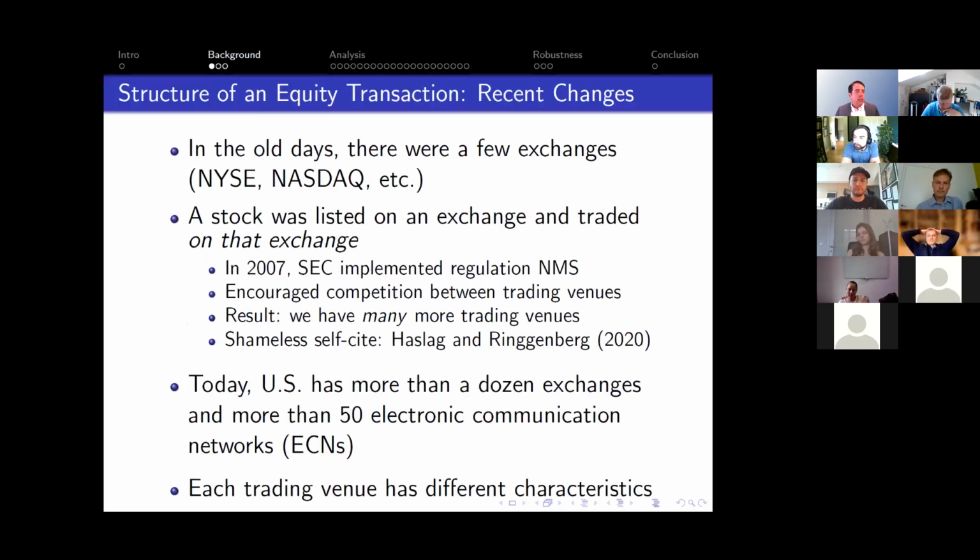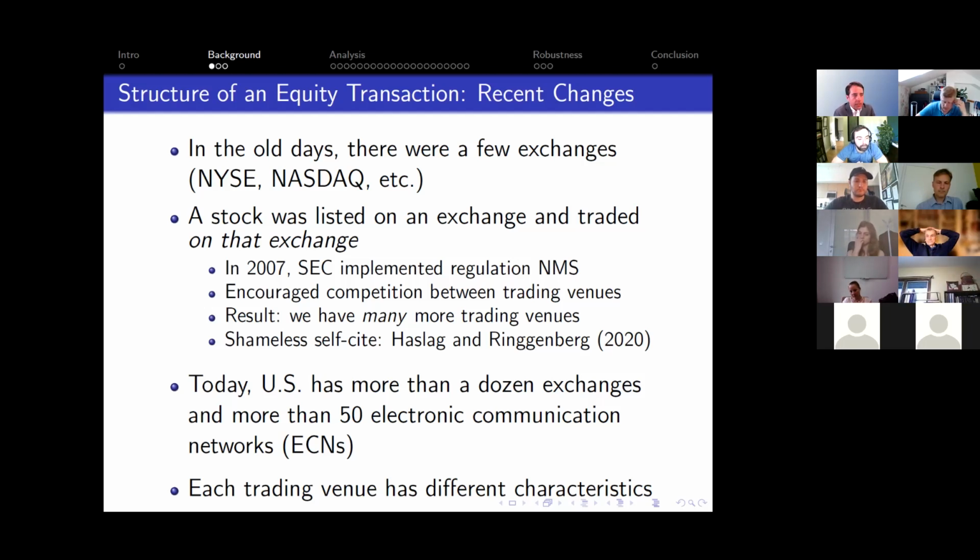Okay, so let me give a quick overview on the structure and recent changes that I think are at least relevant for what I'm going to talk about today. So in the old days, there were relatively few exchanges, right? So you had NYSE, you had NASDAQ, you had a few others. And again, I'm going to be a little imprecise, but in the interest of explaining a high level thing, for the most part, a stock listed on an exchange and traded on that exchange, right? So if GE was listed on the NYSE, most action in GE occurred on the NYSE.